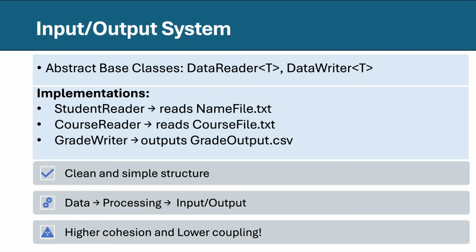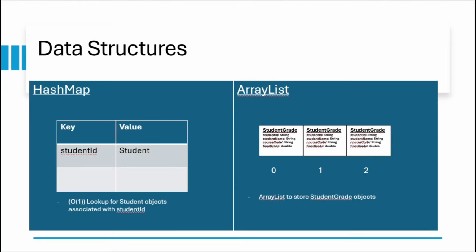Looking at our input-output system, we have our abstract base classes DataReader and DataWriter that are extended by our implementations. StudentReader and CourseReader both extend DataReader, while GradeWriter extends DataWriter. This allows for a clean and simple structure which reduces code reuse, allows for more flexibility and scalability, and contributes to higher cohesion and lower coupling. We use different data structures, including an ArrayList, to store the list of final student grades, maintaining order and allowing fast iteration. We also use a HashMap for quick lookup on student data keyed by their student ID, which speeds up processing when matching students to their courses.